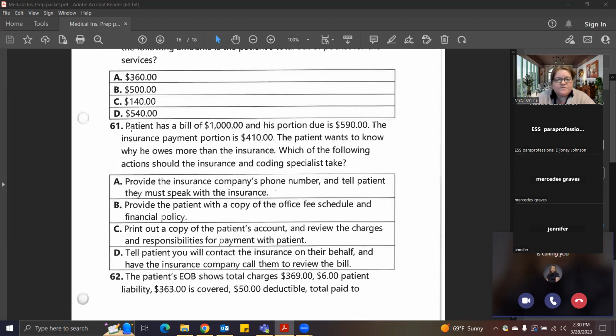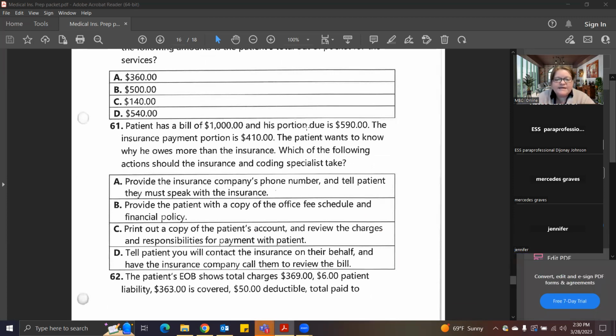All right, number 61. Patient has a bill of $1,000 and his portion due is $590. The insurance payment portion is $410. The patient wants to know why he owes more than the insurance. Which of the following actions should the insurance and coding specialist take? So this is, pretend you're sitting in an office and a patient is calling you and questioning their bill. Why am I being charged more than what the insurance covers?